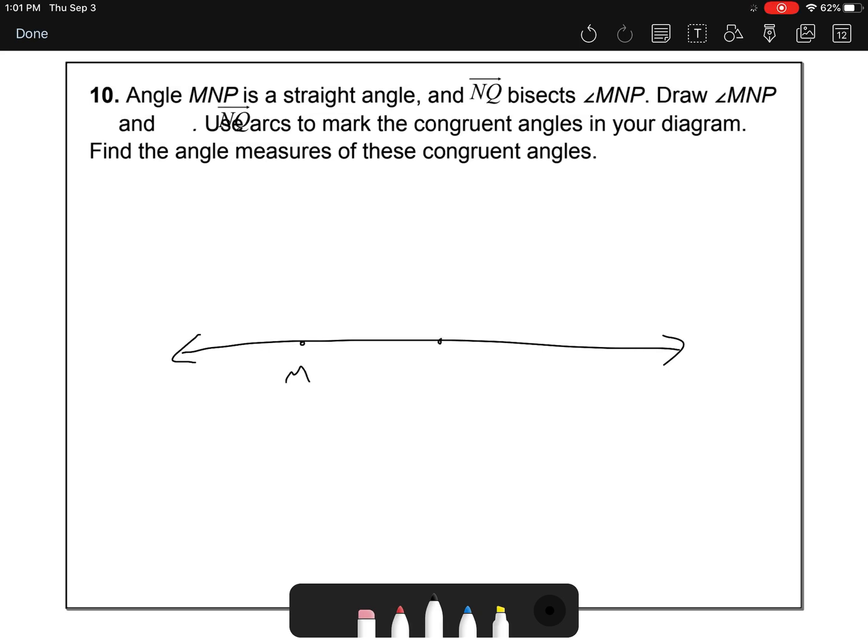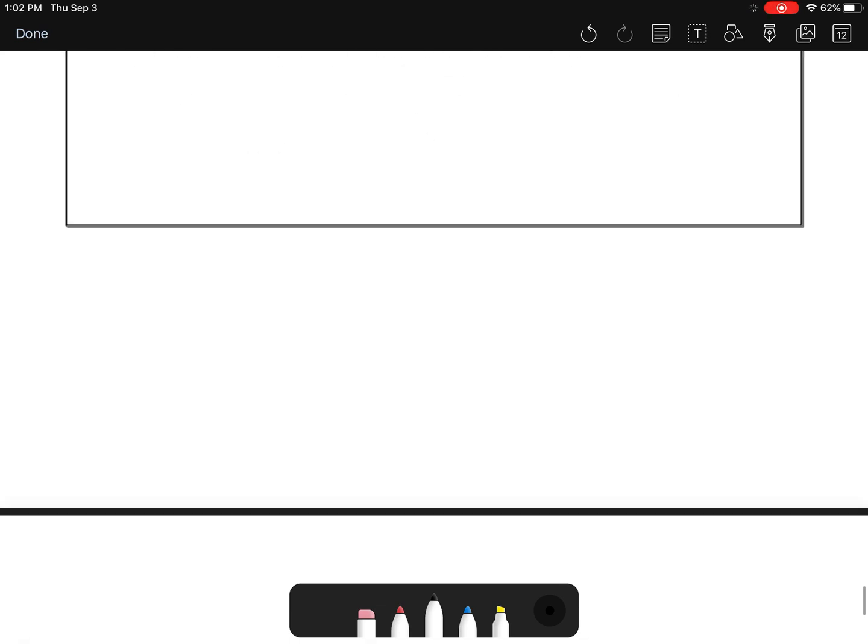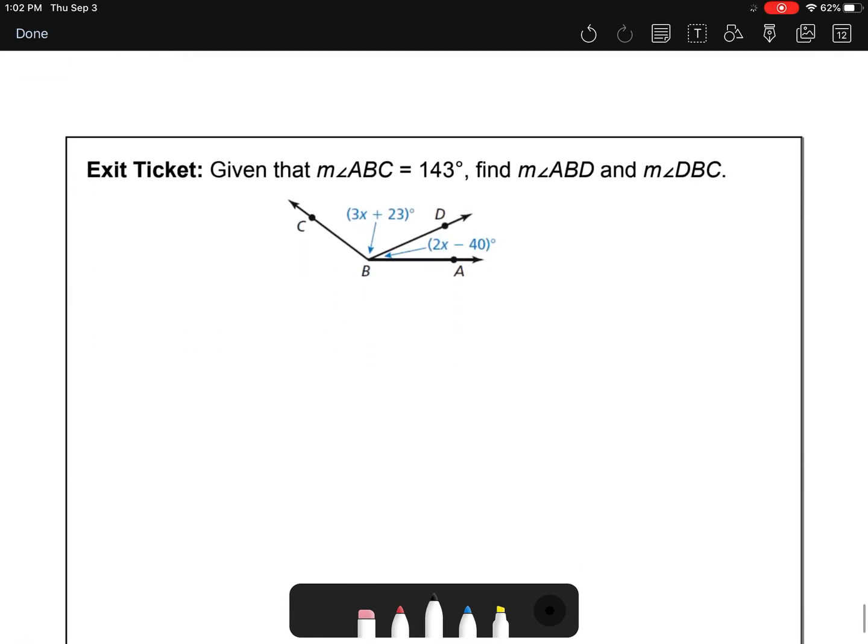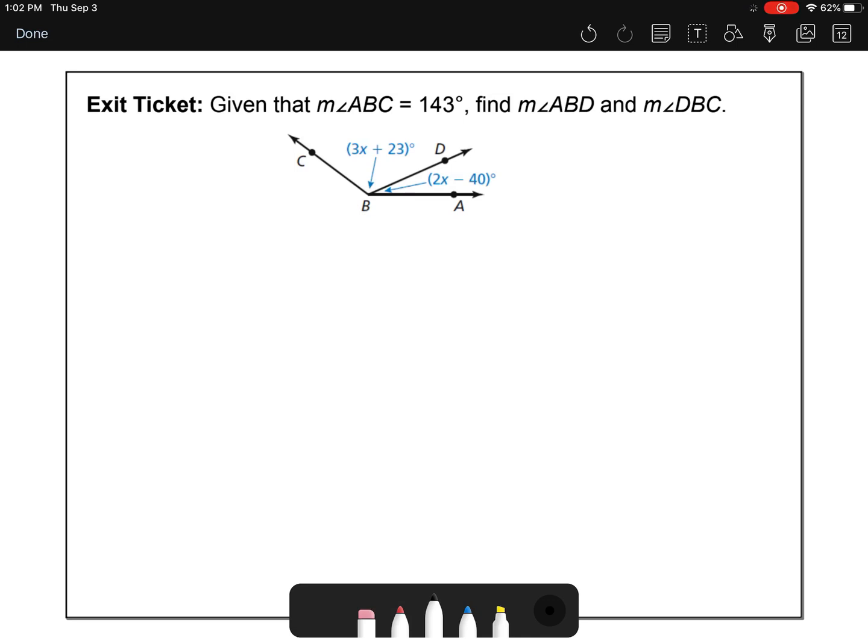Now, angle MNP is a straight angle, okay? MNP. Ray NQ bisects this angle. Okay, well, what bisects 180? 90, right? So these arcs then, it says use arcs to make them equal, okay? But I think we know that instead of arcs, we should use squares, shouldn't we? There you go, 90-degree angles. Done.